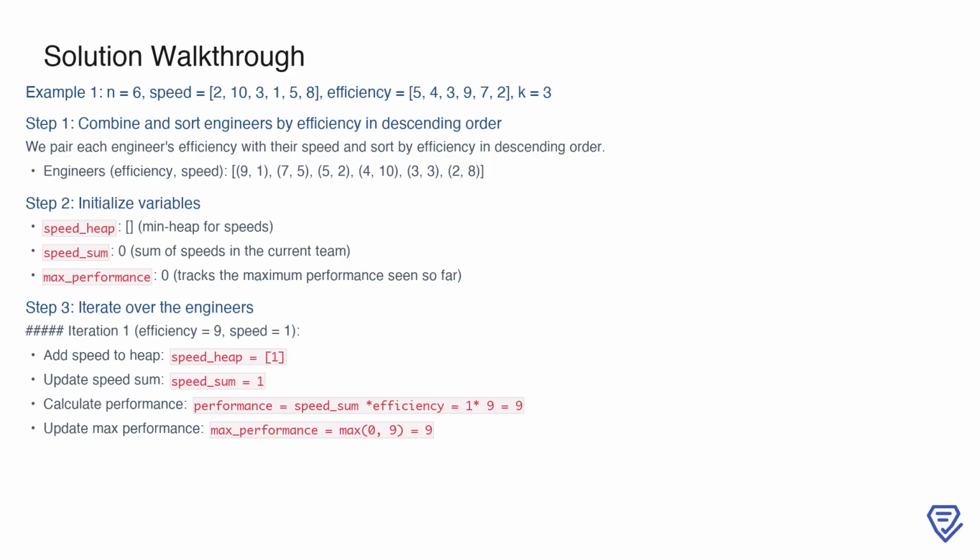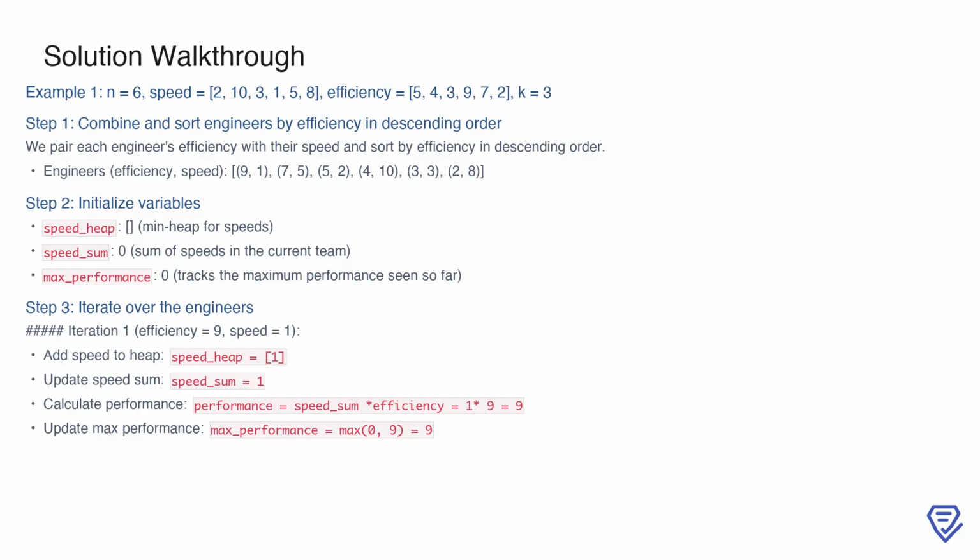This allows us to prioritize the most efficient engineers first, as efficiency acts as the limiting factor in the performance calculation. Next, we initialize three key variables: a min heap to keep track of the team's speeds, a variable to maintain the sum of these speeds, and another to store the maximum performance encountered so far. Now, we begin iterating over the sorted list of engineers.